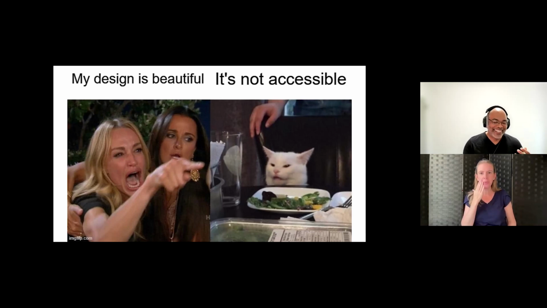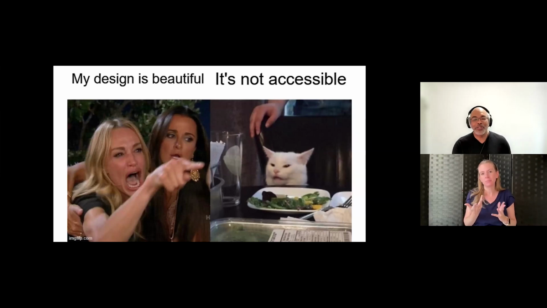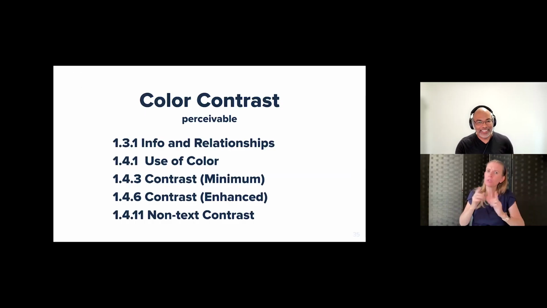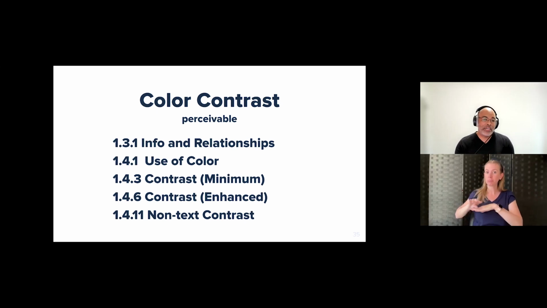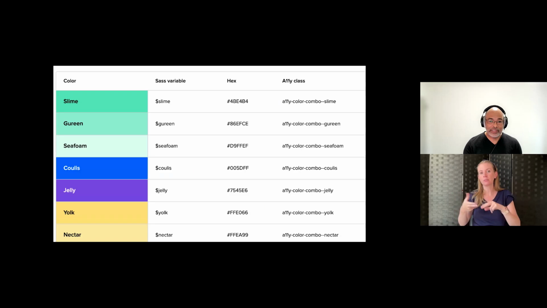But there are moments where I just can't approach it like that. It's not accessible. You got to do better. But be nice about it when you're speaking to your designers. And then when we get into color contrast, that's what's Perceivable. So we have different things that can affect the color contrast. So we have info and relationships, use of color, contrast minimum, contrast enhanced, and non-text contrast.